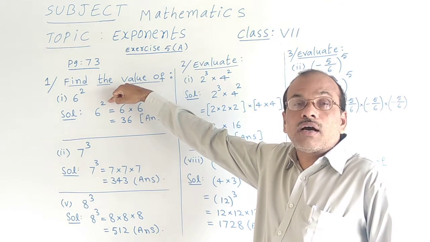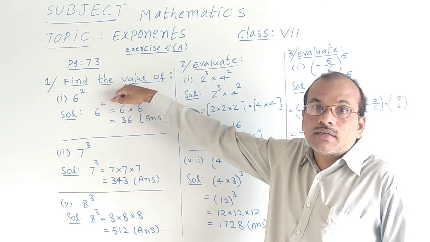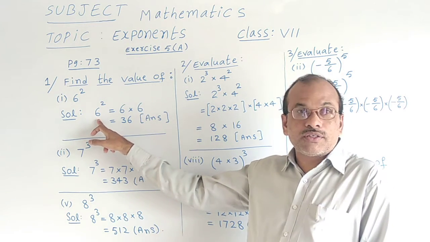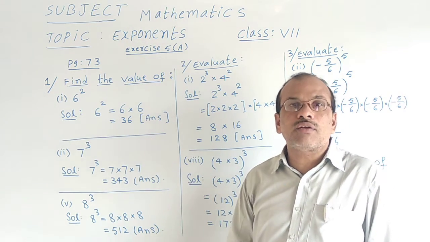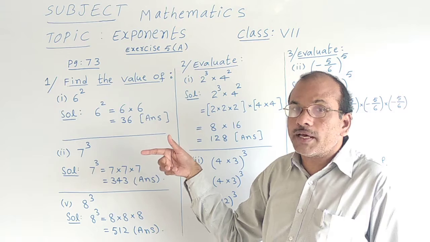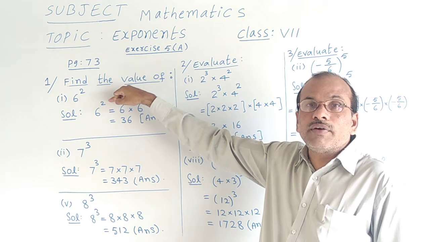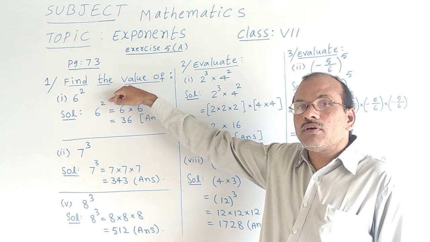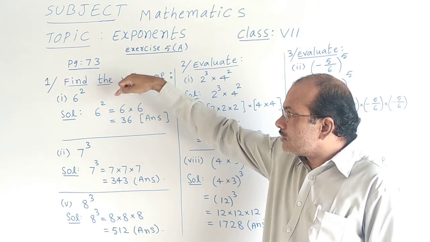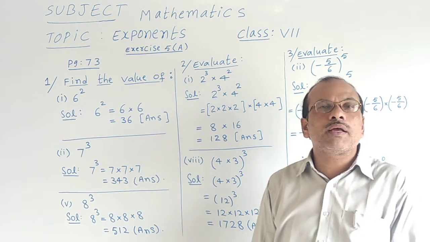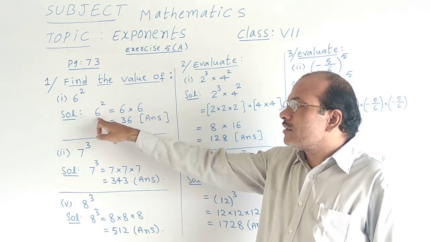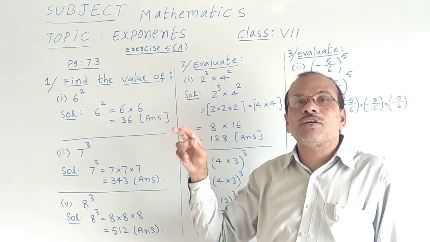always this index or power tells us how many times we have to multiply the base. Here 6 is the base. The base should multiply itself only. Then how many times it has to multiply, that information will be given through its power or its index. This 2 is called index or power, that tells us how many times we have to multiply the base by itself only. So here power is 2, that's why this 6 should multiply 2 times to itself only.